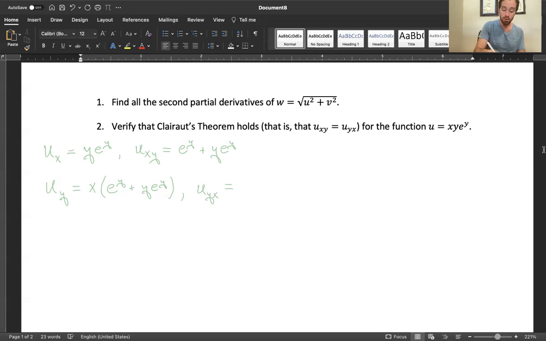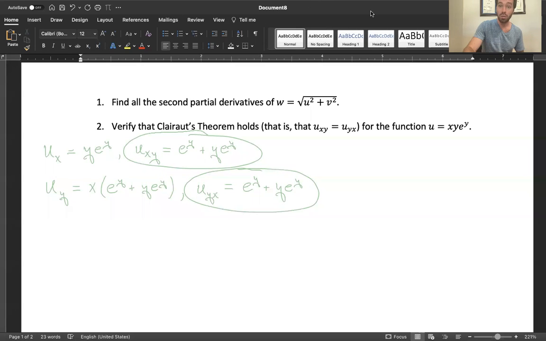So this is now regarded as constant. So we can think of this as simply x times a given constant. And we already know what that's equal to. It's equal to the value of the constant, e to the y plus y times e to the y. And we've got equality of mixed partials. We've got that u xy is equal to u yx, just like we were hoping would be true.